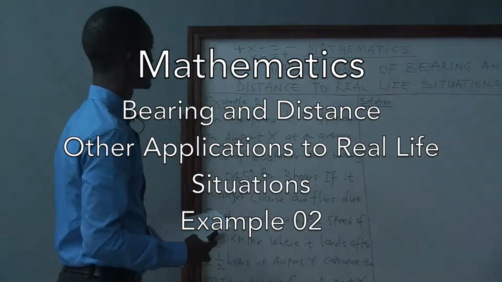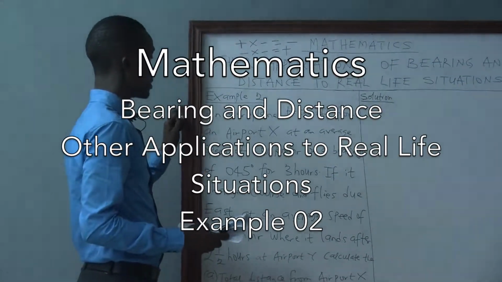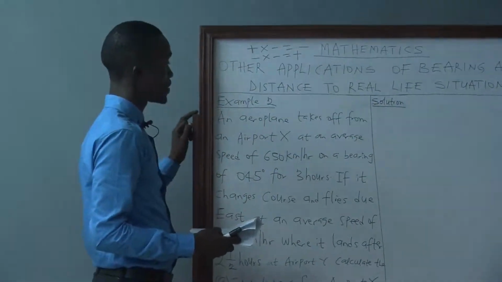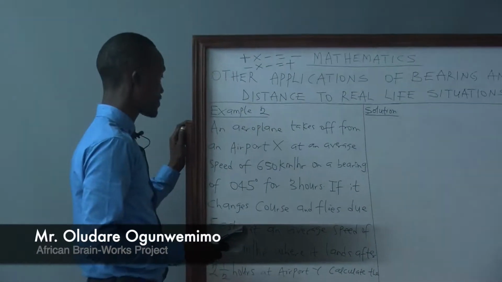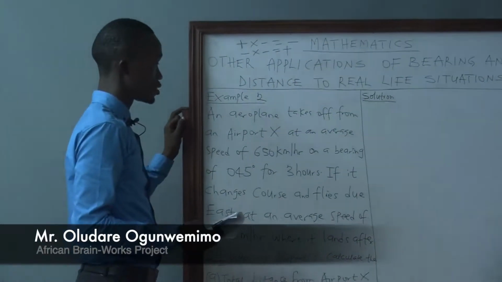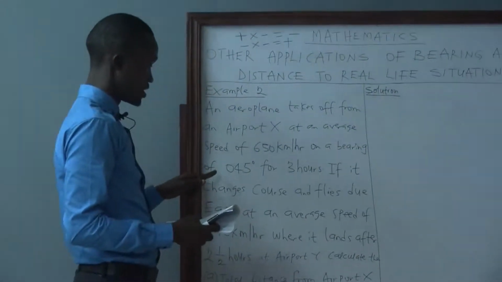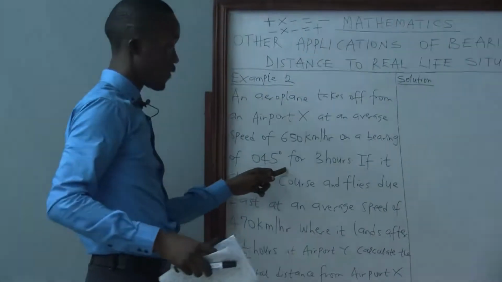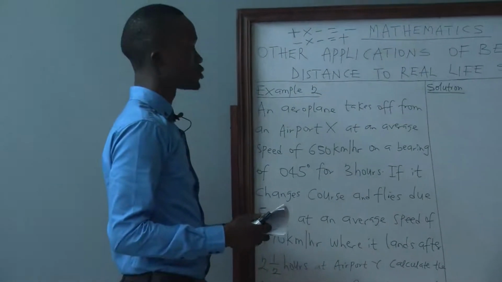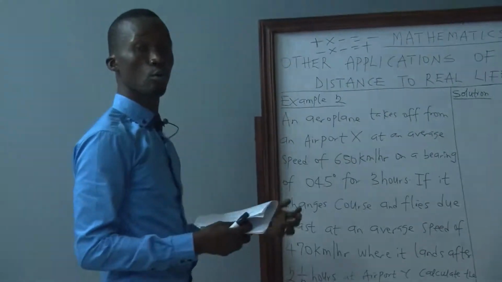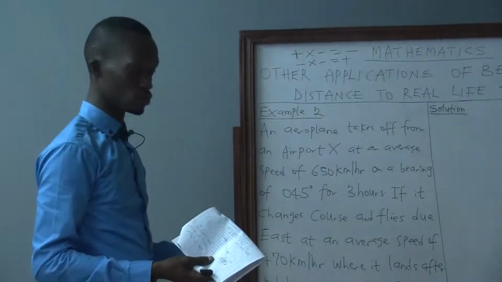Another example, example 2. It says an aeroplane takes off from an airport X at an average speed of 650 km per hour on a bearing of 045 degrees for 3 hours. Now the way we draw our diagram, we need to follow what the question is talking about.